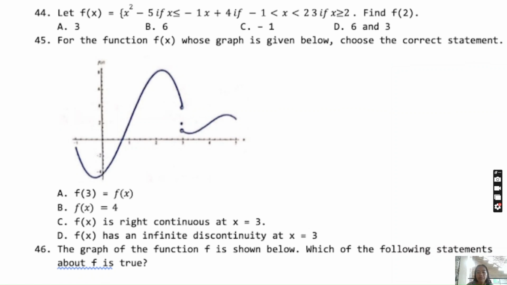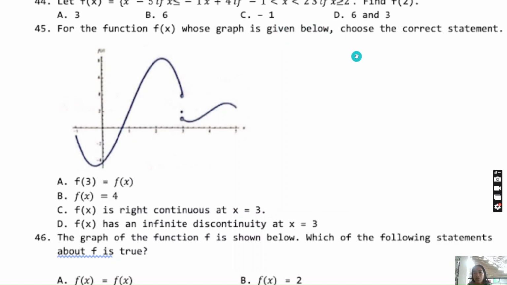So in number 44, the question is: let f of x be equal to x squared minus 5 if x is less than or equal to -1, and the next function is x plus 4 if -1 is less than x less than 2, and 3 if x is greater than or equal to 2.